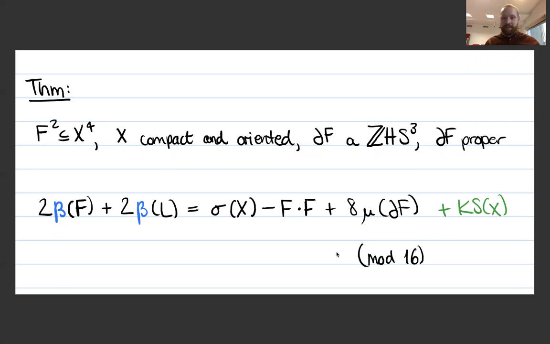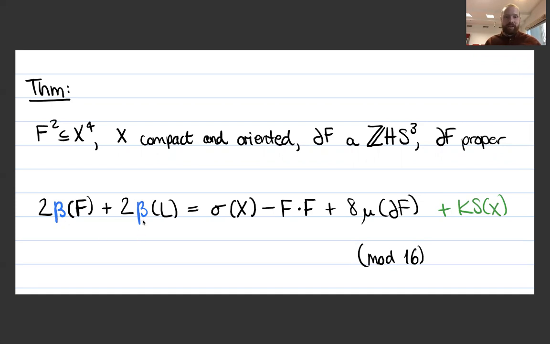So now it's a mod 16 thing, but this reduces to the previous theorem when you take F to be orientable. I see, and this boundary F here should also be a boundary of X. Sorry, it's mu of boundary of X. But there's this new invariant beta, and it's called the Brown invariant. Instead of the Arf invariants from before, you have this so-called Brown invariant.